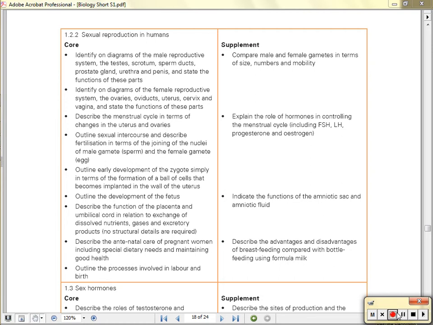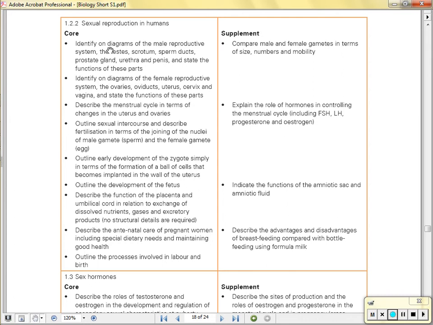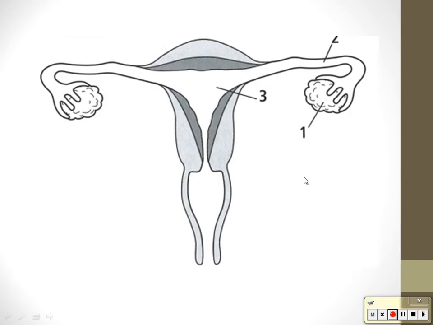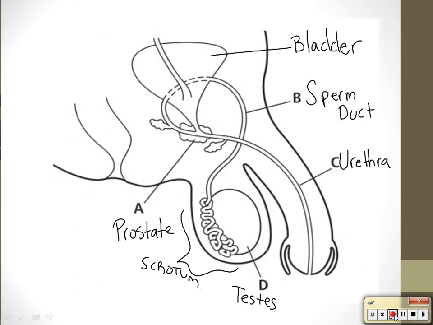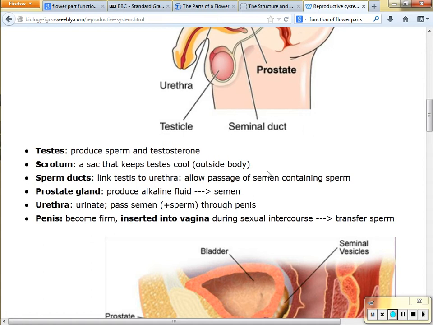So we move in now to the male reproductive system and the female reproductive system, so we get into humans. For the male reproductive system, you have to be able to identify in diagrams testes, scrotum, sperm ducts, prostate gland, urethra, penis, and state the functions. So we have our, oh, that's not the male. That's the male, and we need to label these, so let's just put some labels up. Okay, so there we have some labels. The bladder, the sperm duct, the urethra, the scrotum, the prostate, the testes, and then I didn't label the penis.